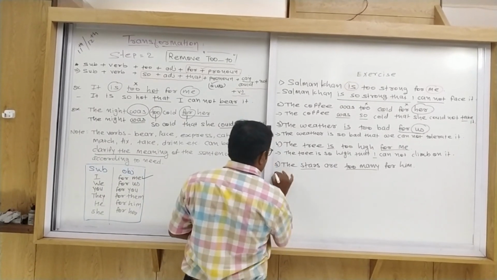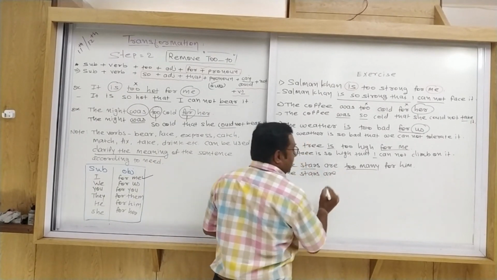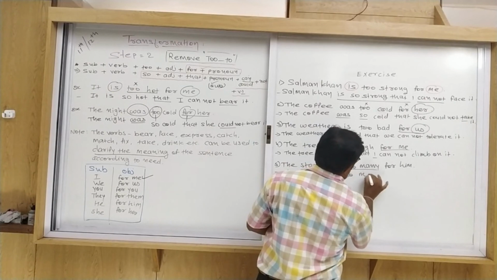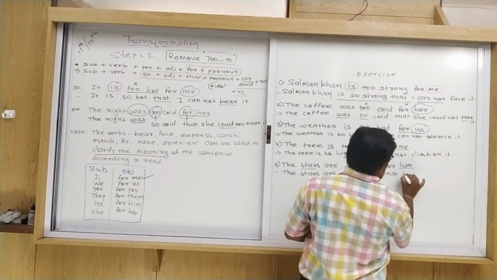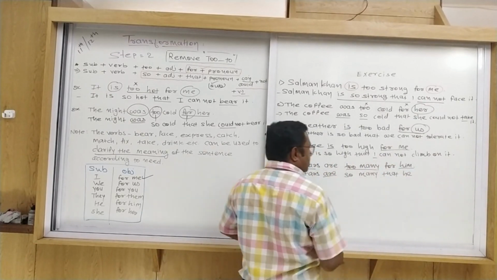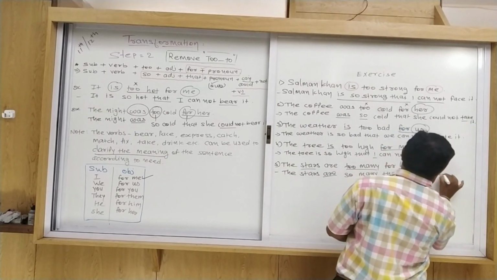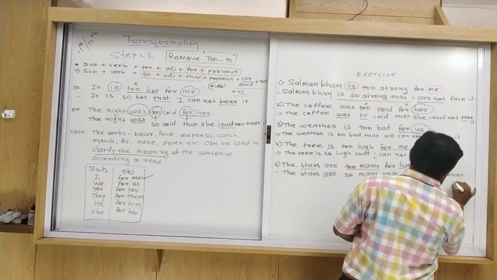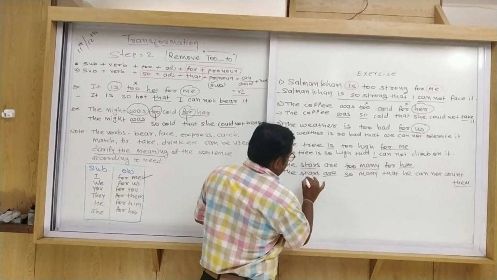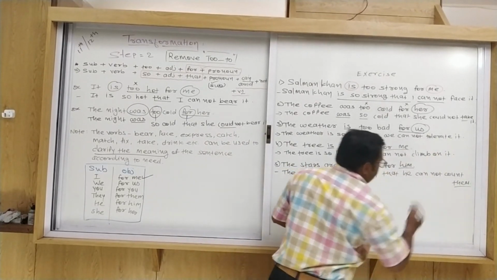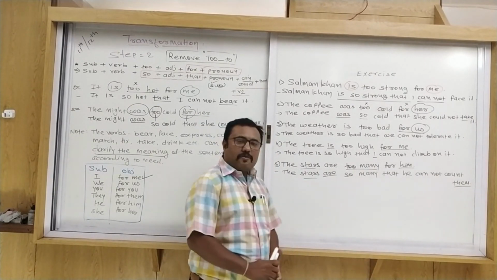So the stars are so many that him. So here the sentence is about present tense. So he cannot count, and that is about the stars. Stars are plural, so we use them here. The stars are so many that he cannot count them.